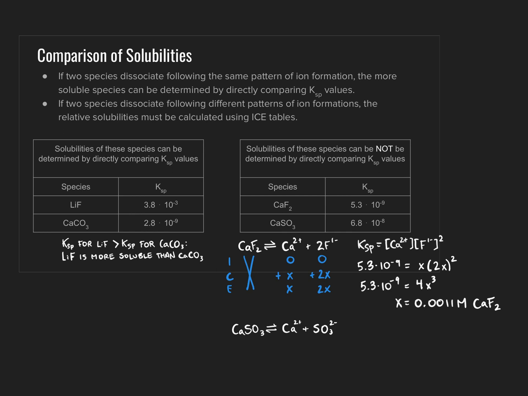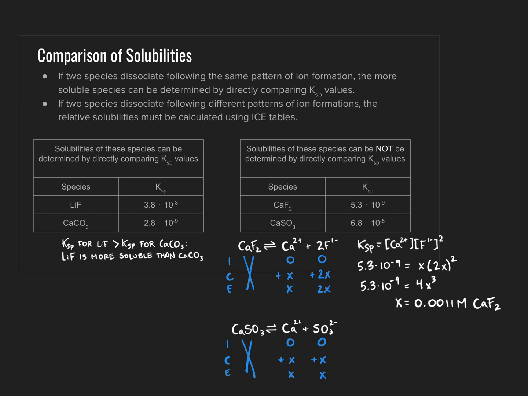From that, I can set up my ice table again. My initial concentrations of both ions in solution will be zeros, but now my change in concentration will be different than in the previous example problem. Because the solute dissociates in a 1-to-1 molar ratio into the component ions, I would see then, respectively, a change in concentration of plus x moles per liter for both the calcium ion and for the sulfite ion, leaving me with equilibrium concentrations of x moles per liter for both ions.